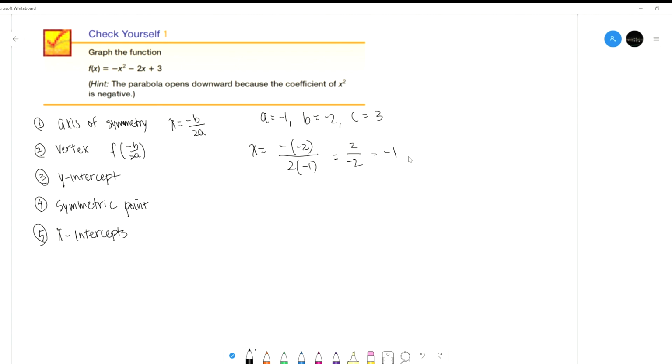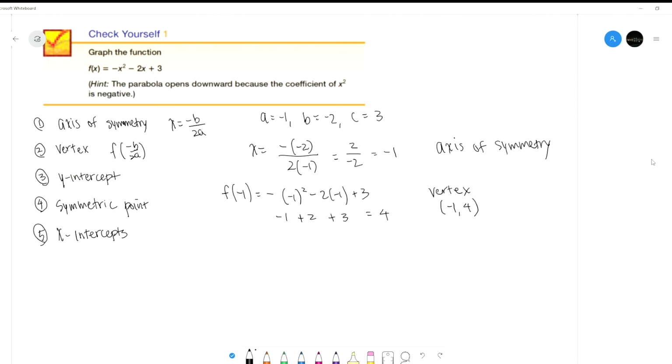All right, now we take this negative 1, we substitute it into the function, right? Let me write axis of symmetry here. Okay, now we do f of negative 1, which means minus negative 1 squared minus 2 times negative 1 plus 3. So this part here still is negative 1 plus 2 plus 3. So this gives us 4. So the vertex is what? Negative 1, 4. Did everyone get the vertex?